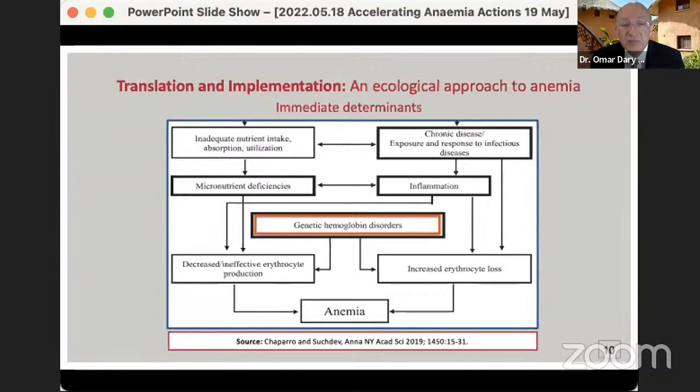Next slide. To end, let me summarize the ecological approach that the Anemia Task Force has endorsed for the translation and implementation of the scientific findings. Interventions for preventing and managing anemia must be directed to two main groups of factors, either to improve the production of red blood cells or to reduce losses.